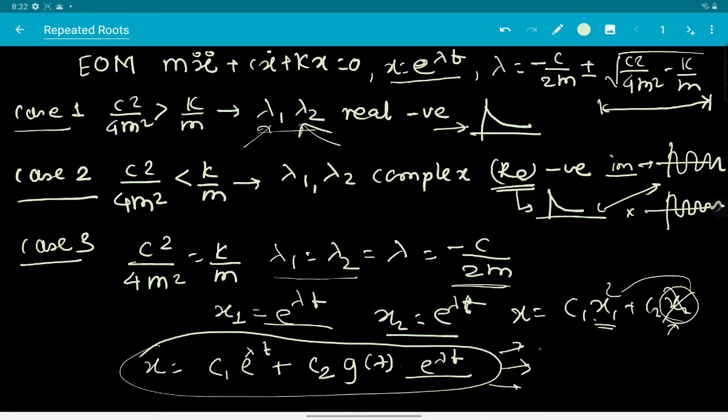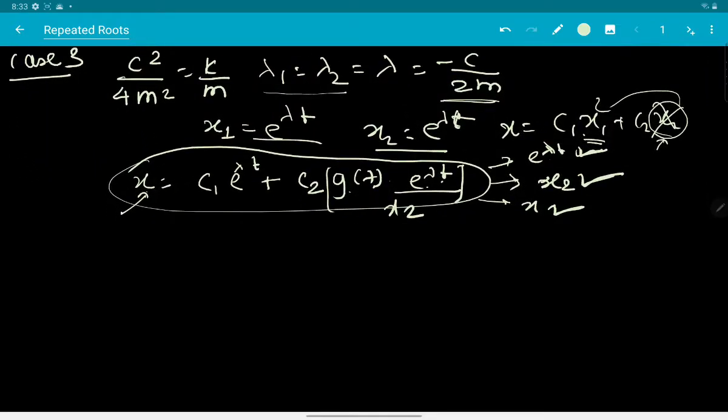What are the conditions? We know that e raised to lambda t is the solution, right? We want this new function x2, which is g of t times e raised to lambda t, to also be a solution, and when you superpose these two things, then whatever x that you obtain, that x is also a solution. So e raised to lambda t is the solution, that we already know. x2 we want to be a solution of the system, and we want x, which is the superposition of these two, to be a solution as well.